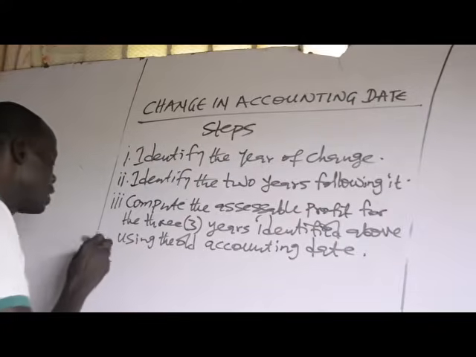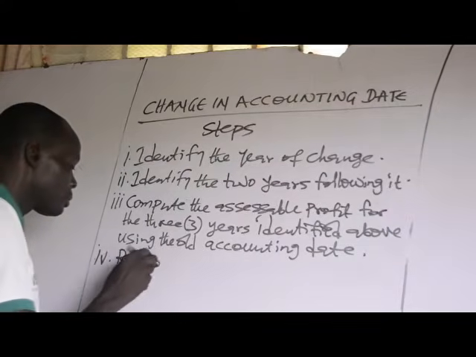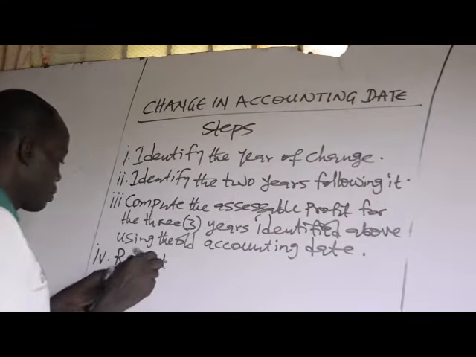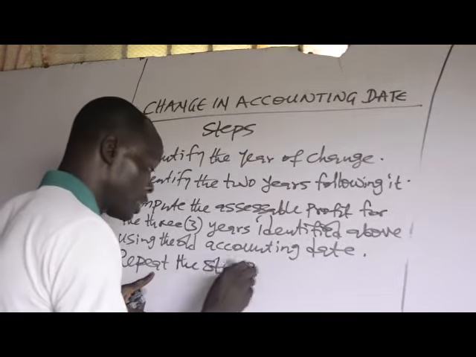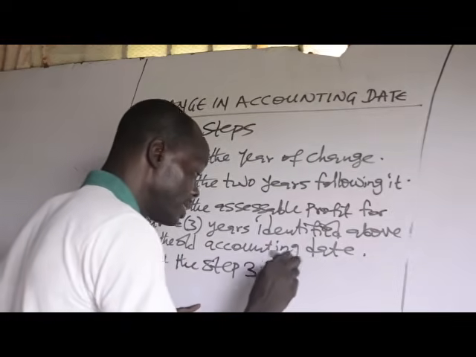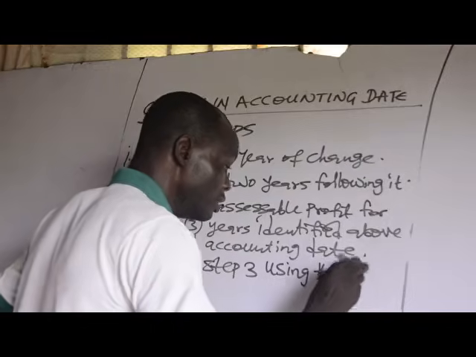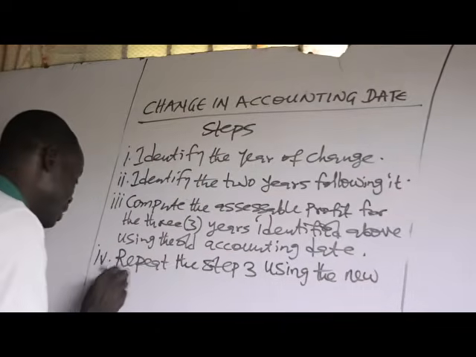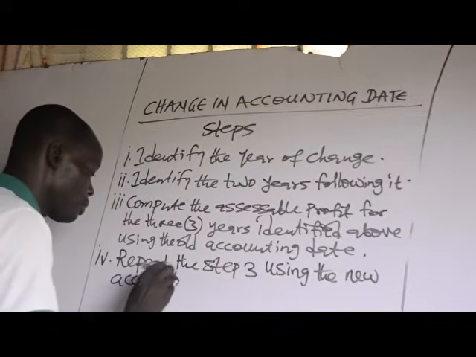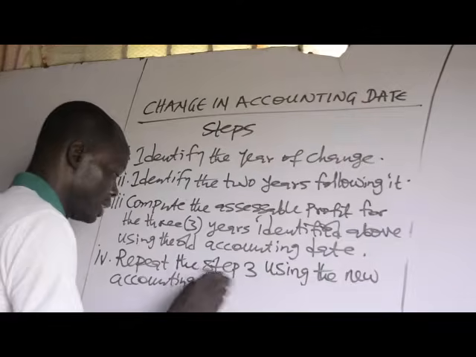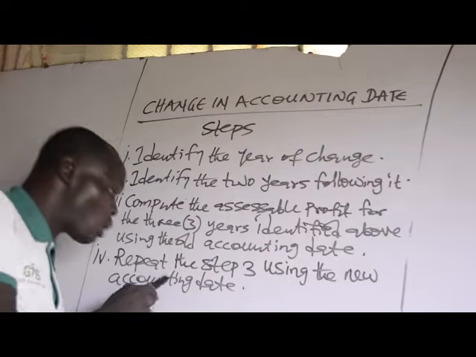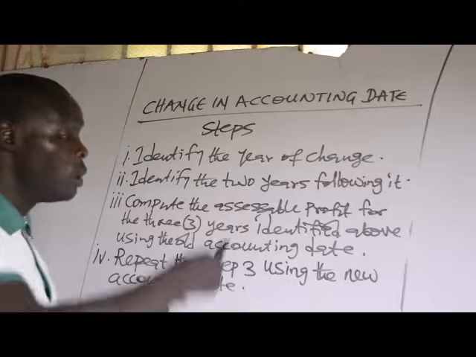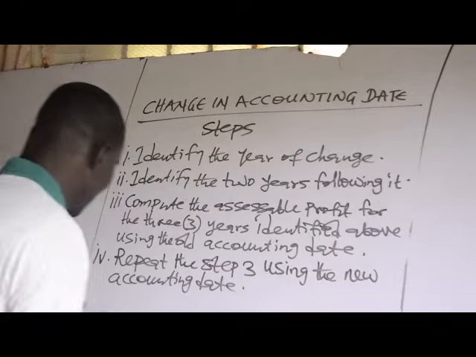Step 4. Repeat step 3 using the new accounting date. That is, compute the assessable profit for those 3 years as well using the new accounting date.